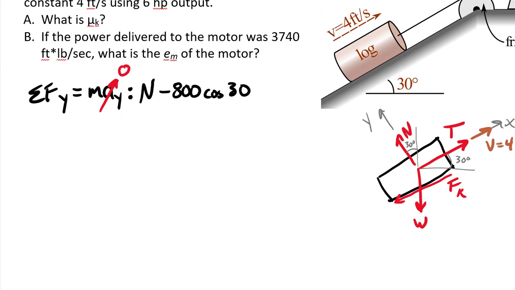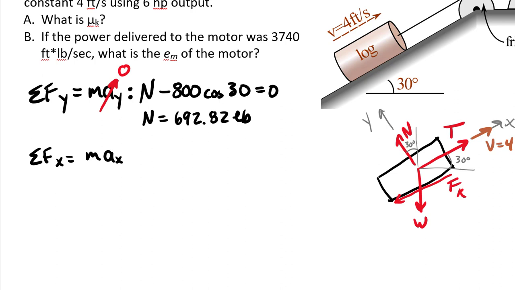Okay, so N minus 800 cosine 30 is equal to 0. Therefore, we can find my normal force is equal to 692.82 pounds. Do the same thing for sum of our forces in the x direction. Again, equal mass times a sub x.